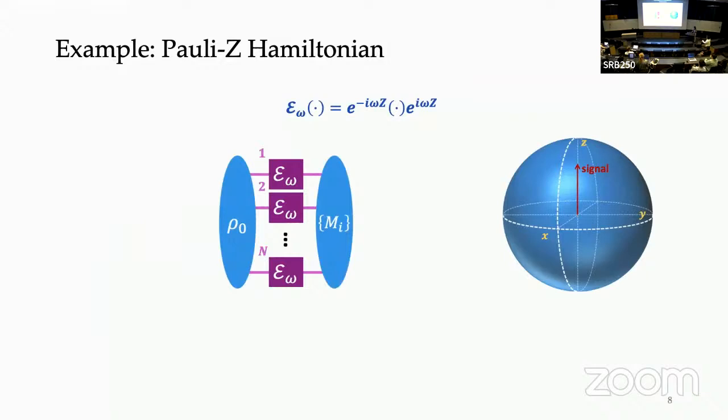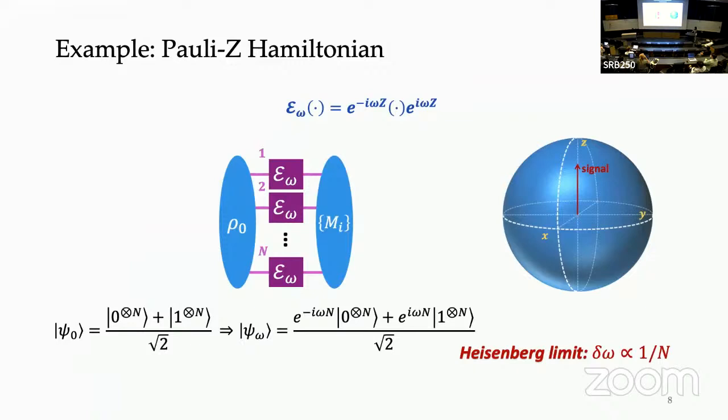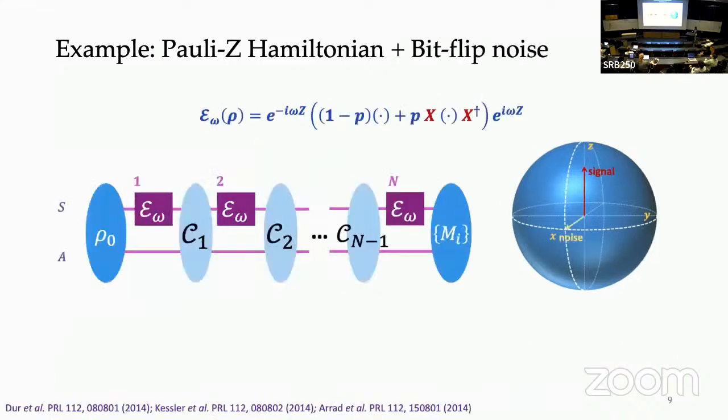You can also achieve that using a parallel strategy, in which case you need to use a GHZ state as an input. It again generates a phase difference that is proportional to n, which allows you to achieve the Heisenberg limit. So these are the two situations where you have no noise at all. And what happens if there's bit flip noise? Recall that if we have bit flip noise and a Pauli Z Hamiltonian, we can actually recover the Heisenberg limit.